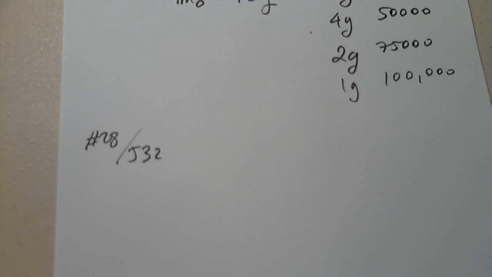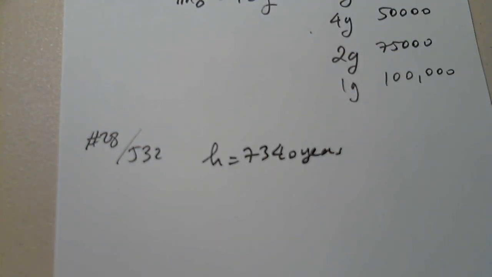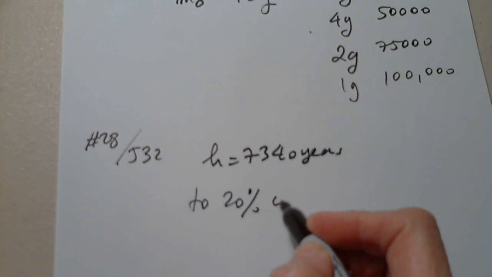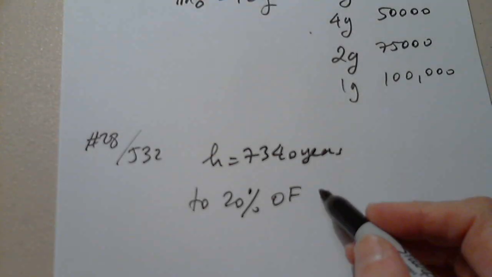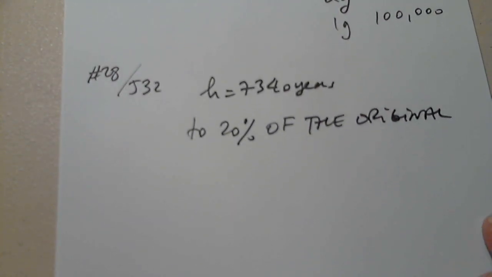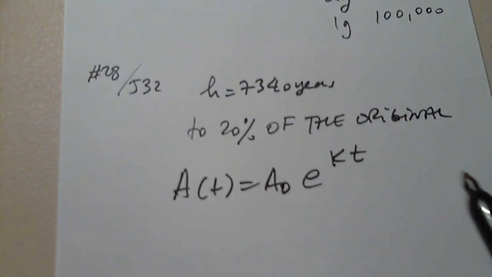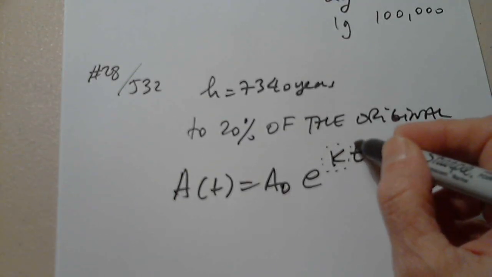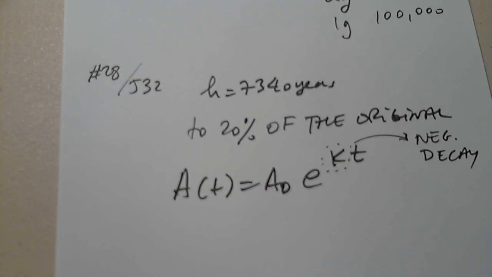The half-life of thorium is 7,340 years. How long will it take for a sample of this substance to decay to 20% of its original amount? You know that the model is the same: A of t equals A0 e to kt. It's just that k has to be negative for decay, and positive for exponential growth.